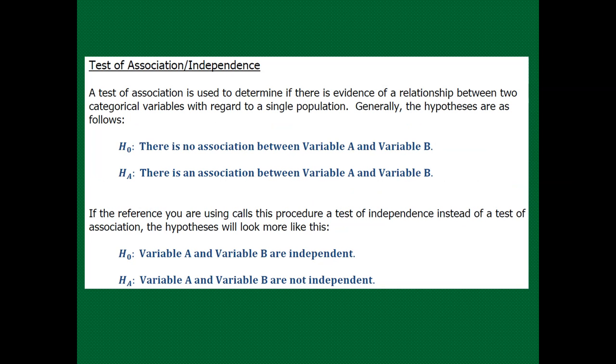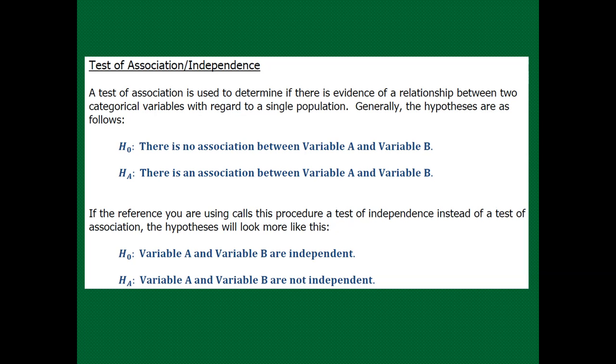One big thing that I need to point out is that sometimes this is called a test of association, sometimes it's called a test of independence. Those two things are the same test. Like it says there, a test of association is used to determine if there's evidence of a relationship between two categorical variables, and generally that's what the hypotheses would look like.